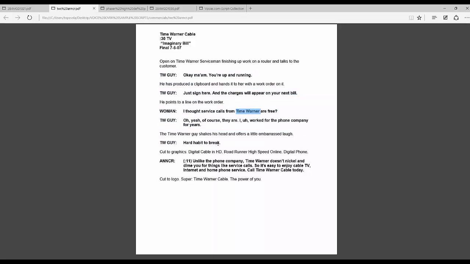Because of this, what is coming to your mind, what's coming to your face, is the crooked habit of this guy. So in order to bring people back, the payoff is what? Unlike the phone company, Time Warner doesn't nickel and dime you for things like service calls. So it's easy to enjoy cable TV, internet, and home phone service. Call Time Warner Cable today.